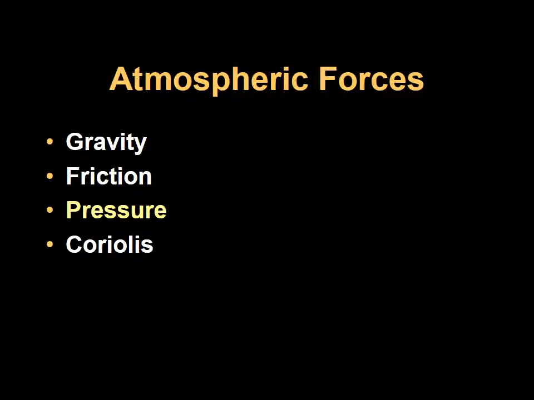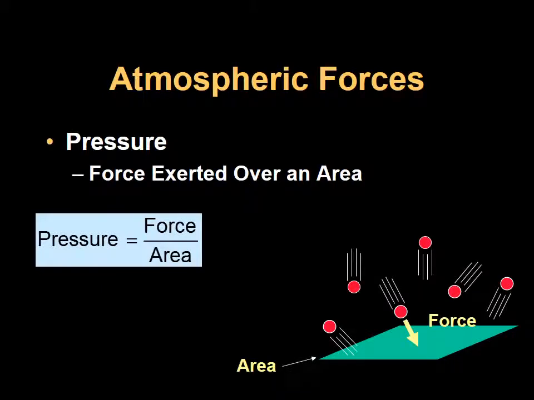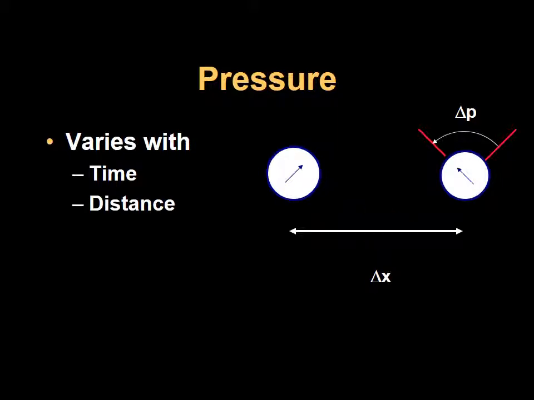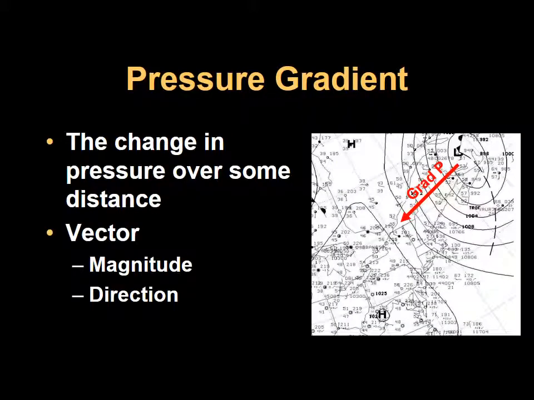The next force that we'll talk about is pressure. And pressure is defined as a force that exists over some unit area. Pressure varies with time. At a given location, you can see pressure change with time just watching a barometer, but it also changes with distance. Moving from one place to another, you'll see changes in pressure. So we define the pressure gradient as some change in pressure over a given distance.